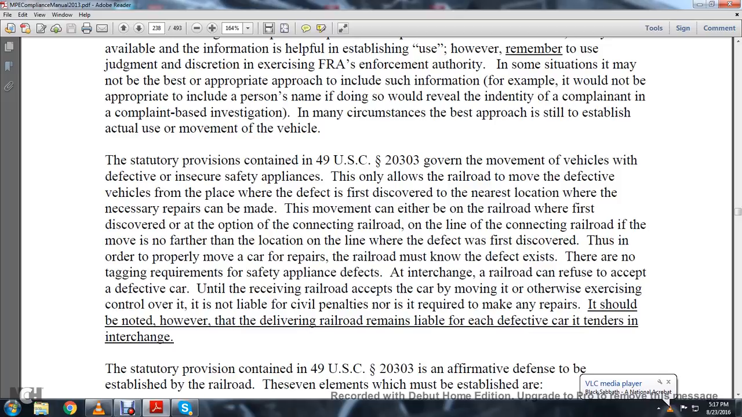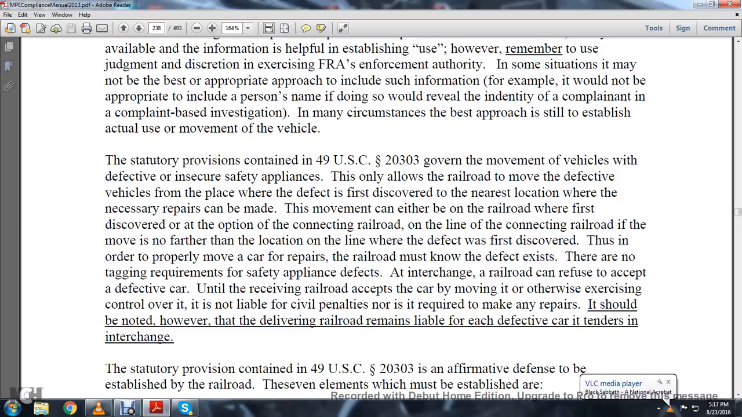The movement can be made by the railroad that first discovered the defect, or by the connecting railroad on the line, if the move is no farther than the location on the line where the defect was first discovered. Thus, in order to promptly move the cars for repairs, the railroad must know the defect exists. There are no tagging requirements for safety appliance defects.